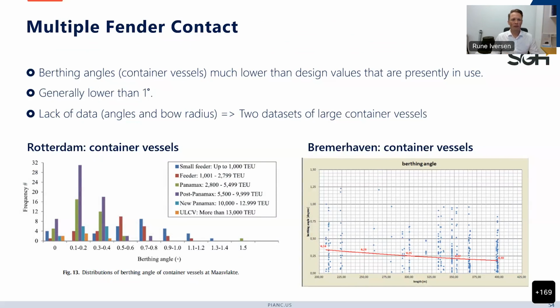In general, berthing angles for container vessels are much lower than the design values that are currently in use. Typically, they're actually lower than 1 degree. And I think the general value that's published in Working Group 33 is that you should use a berthing angle of 6 degrees in your fender design. You can see below here the distribution of berthing angles, and you see the vast majority of these in Rotterdam are below 1 degree. Go to Bremerhaven, it's a little bit different, but still typically low berthing angles.